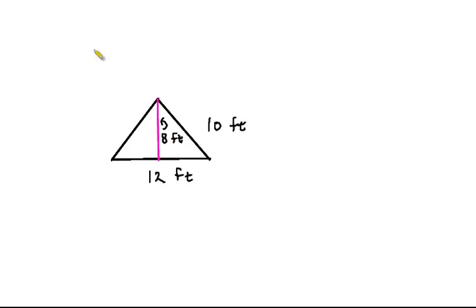Let's go over how to find the area of a triangle. The formula is area equals 1/2 base times height. And so what we need to be able to determine from looking at a triangle is what the base is and what the height is.